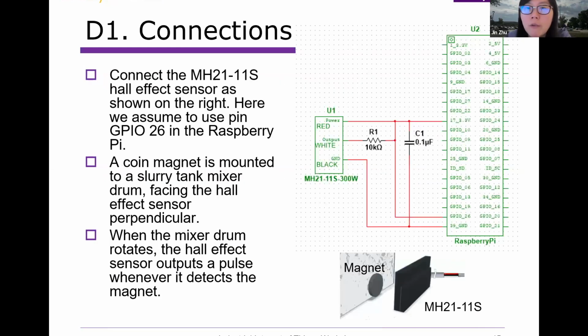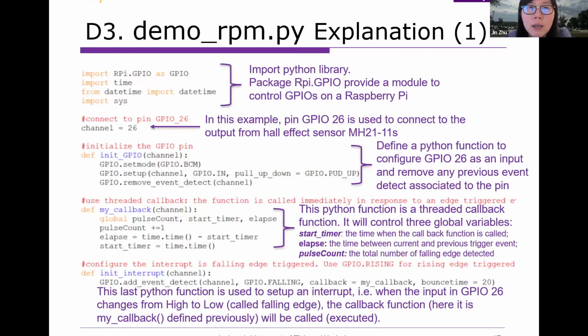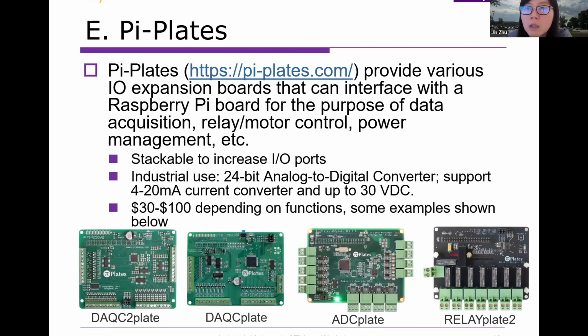For the GPIO Hall effect sensor, similarly, I would also like to mention the Pi Plates, because many industrial sensors or transducers do not work with 0 to 3.3 volts. Simply, that's not the case. Some companies provide adapters so you can work with many different kinds of sensors. For industrial use, they support boards using 24-bit ADC converters, providing very high resolution, and they can support up to 30 VDC, so it's more common for industrial use.